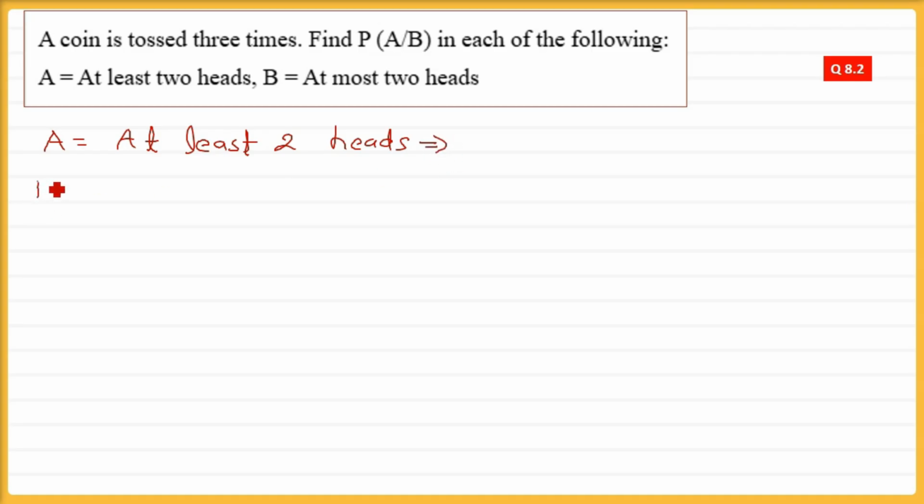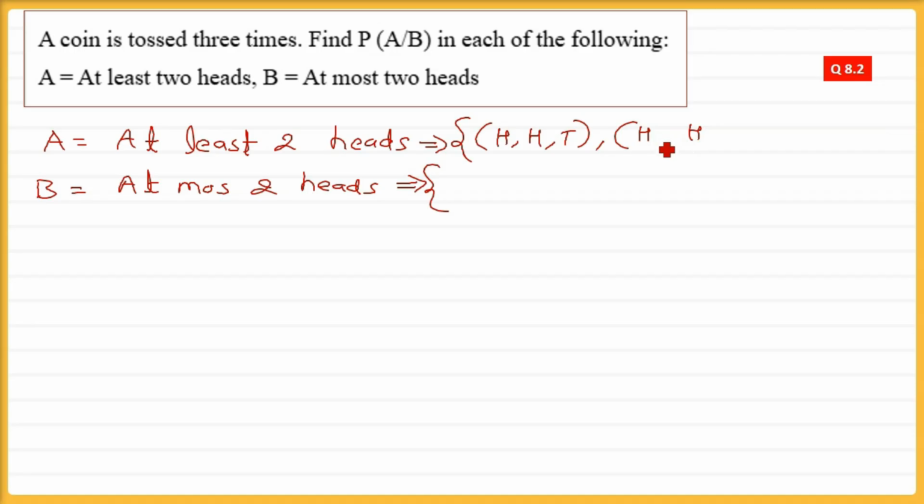But we will make the set here. B is at most 2 heads. That means not more than 2 heads can appear. So at least 2 heads means you need to have 2 heads. It can come in any order. The coin is tossed 3 times. So the first and second can come as head, the first and last can come as head, the second and third can come as head, and all of them can be head, because it is saying at least 2 heads should come. It is not saying that all the heads cannot come. So HHH is all the heads have come.